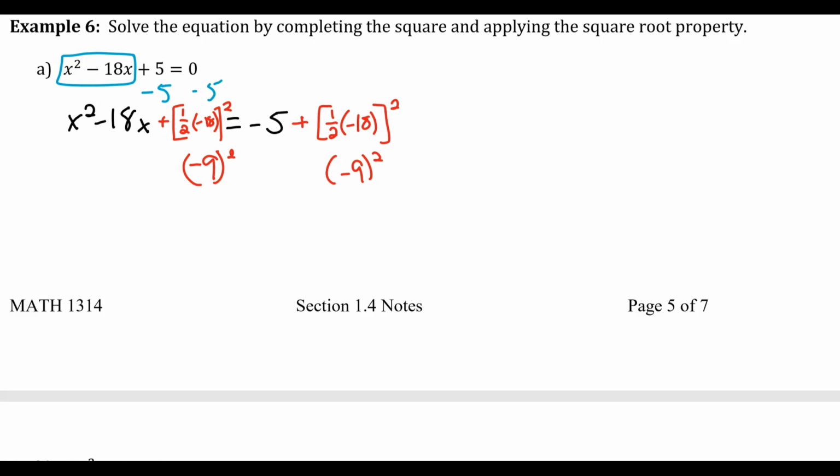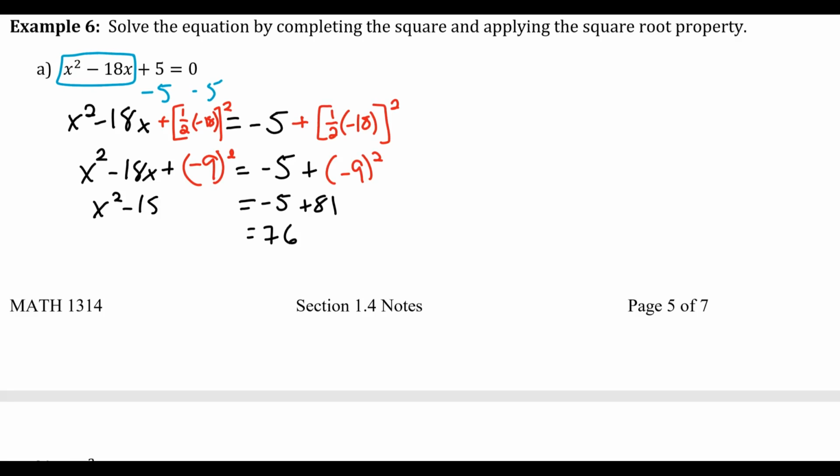On the left-hand side of the equation, I'm actually going to leave it as it looks. I'm not going to simplify this at all. Now over here I will, because it's just numbers. So I'm going to have negative 5 plus an 81. So negative 5 plus 81 gives me a 76.